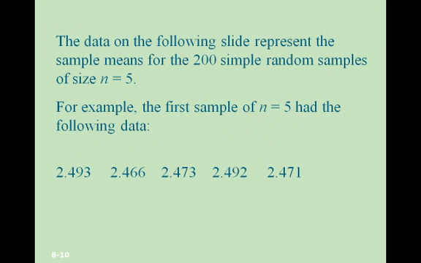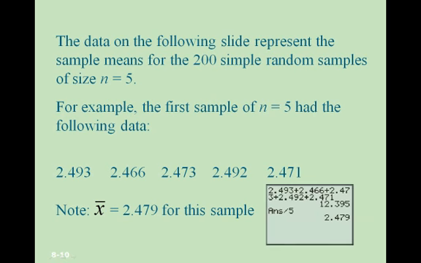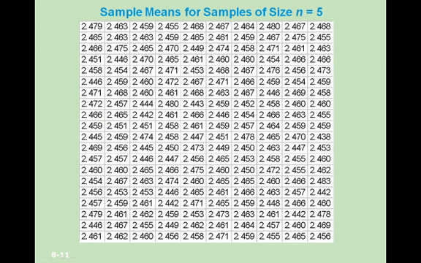The data on the following slide represent the sample means for the 200 simple random samples of size n equal 5. So for example, the first sample of n equal 5 had the following data, and we see these 5 values listed here. X bar is equal to 2.479 for this sample, and we found it by adding those 5 values together and then dividing by 5. So the values we see on the next slide represent these sample means, or the X bar. And here we see all 200 of them.